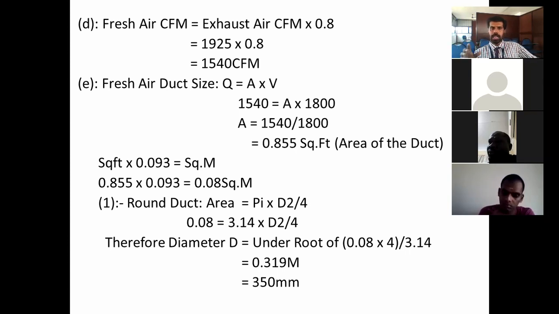The same way you size it for the fresh air duct also. Q is equal to A into V, and find the round duct area, rectangular as well as square also. The same way you find it for that, and just give me the answer. And when you see a value like 0.319, just round it and give the next rounded value, 350.